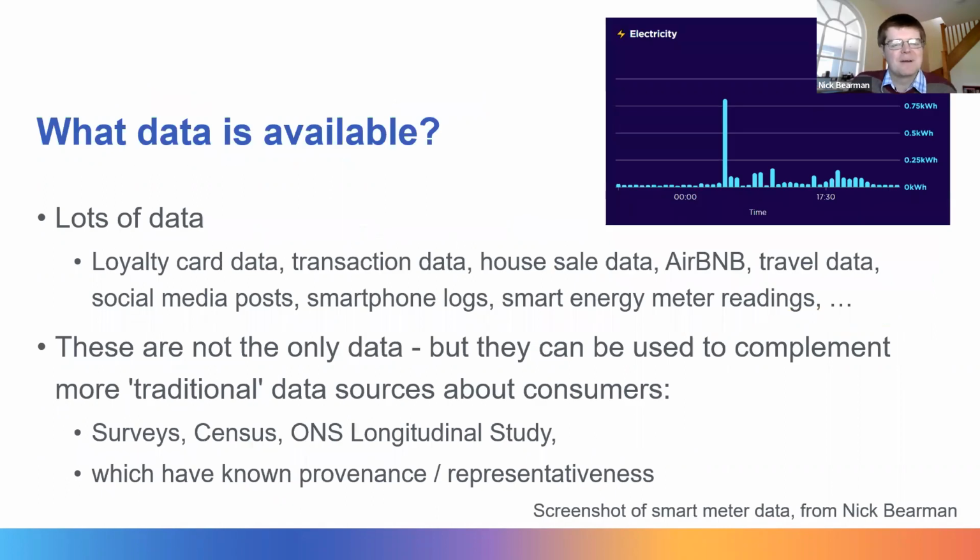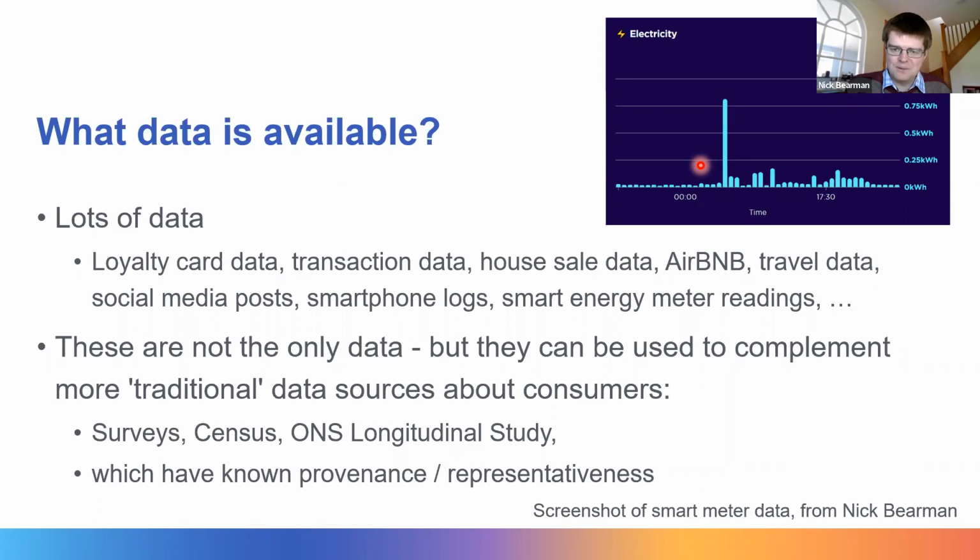Just thinking about what data is available, I mentioned a couple of examples already, but loyalty card data, transaction data and house sale data are probably the big ones. You can get data from Airbnb, and you could theoretically get data from TripAdvisor and that sort of thing. All sorts of stuff to do with travel. Social media data, I would argue, comes under consumer data. Smartphone logs, smart energy meter readings, all sorts. And there's lots and lots out there.